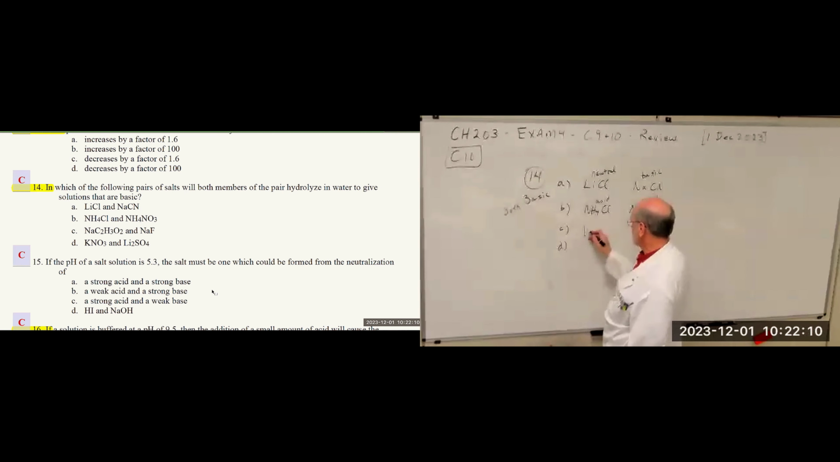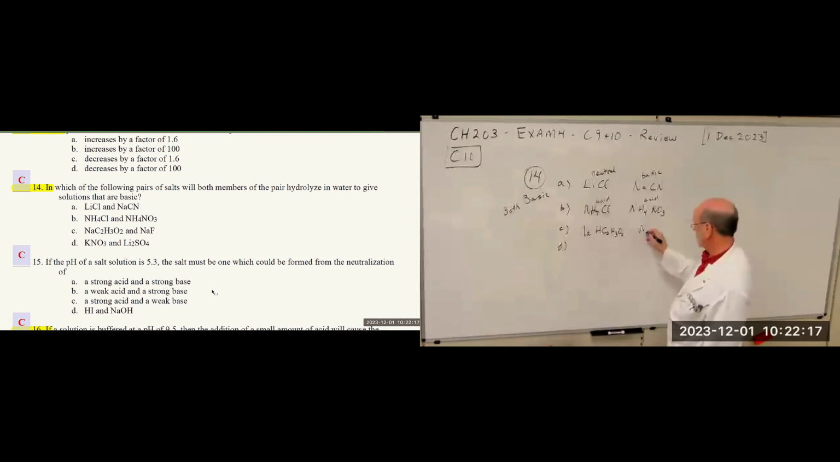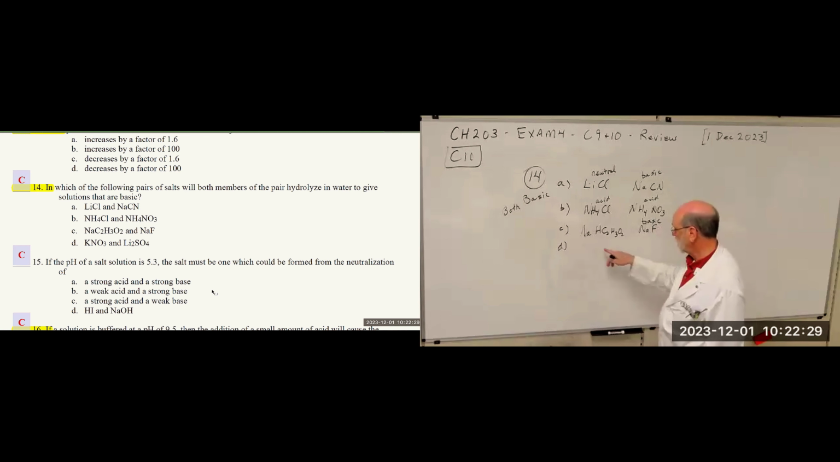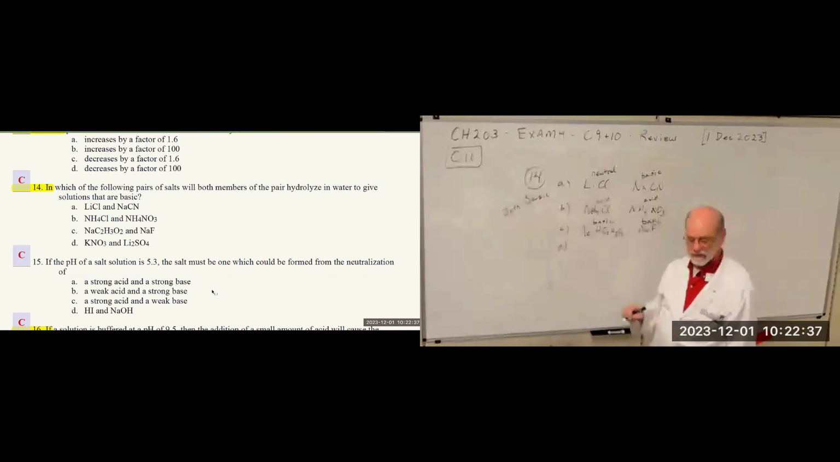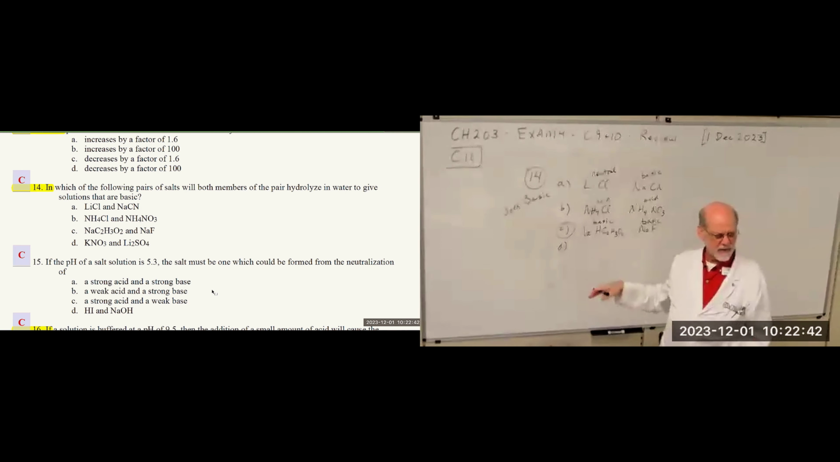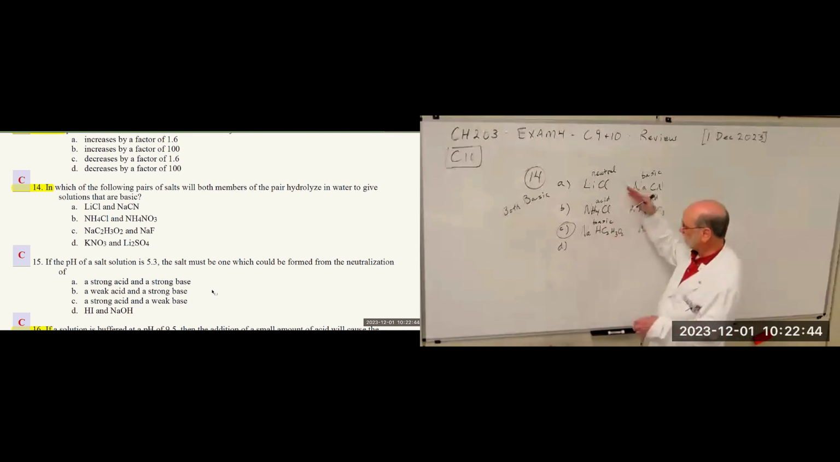Sodium acetate, HC2H3O2, and sodium fluoride. So this one's basic. This one, sodium hydroxide is a strong base. Hydrogen fluoride is a weak acid. So this one would be basic. Strong base, weak acid: this one's basic. So C should be the answer. Yeah, that's it. Both of them are basic. And we don't have any 'none of the above' or 'two of the above' options, so once we find our answer, we can stop.